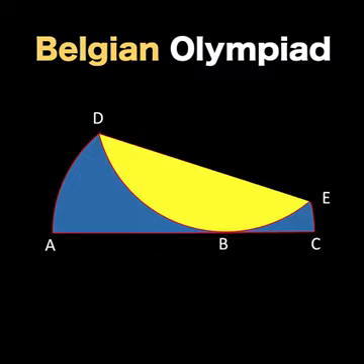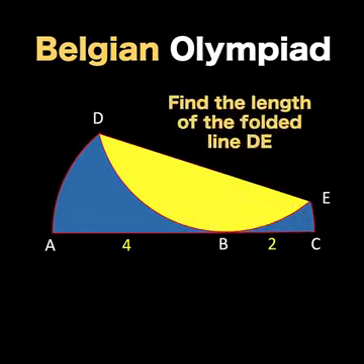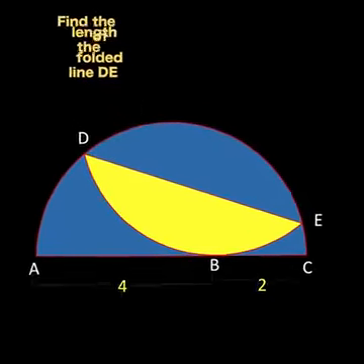If the length of segment AB is 4 units and the length of segment BC is 2 units, find the length of line segment DE. You can pause the video and see if you can solve this Belgian Olympiad problem. Now let's solve this problem together.